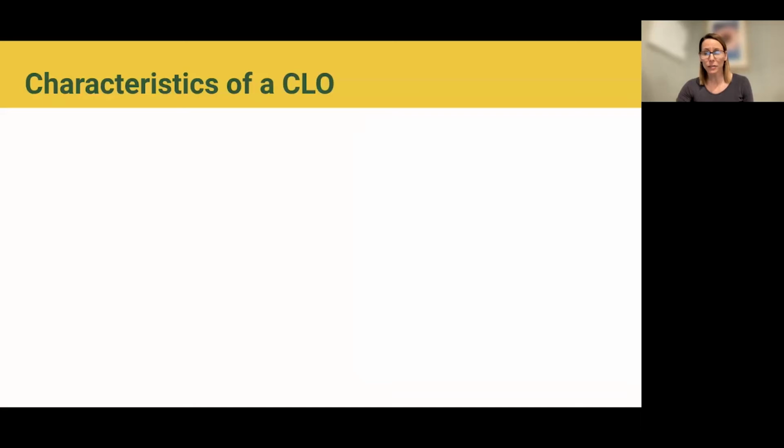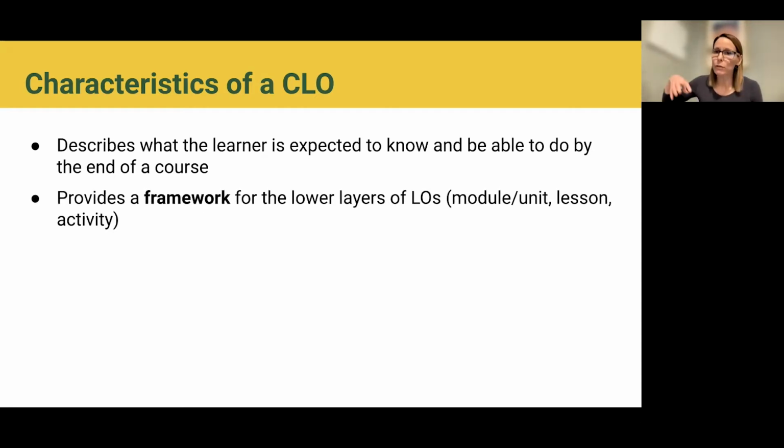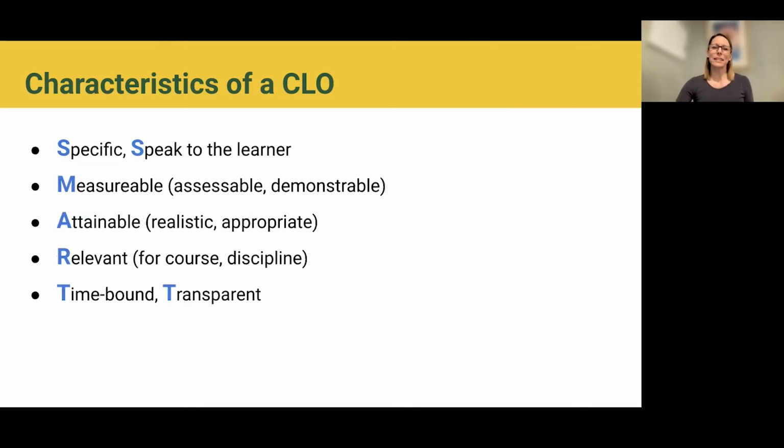The overall characteristics of a course level learning outcome is that it describes what the learner is expected to know and or be able to do by the end of a course, and provides a framework for the lower levels of learning outcomes. Think of that funnel we just looked at, the module level or the activity level. And also then think of the funnel to the higher levels. The course level outcomes align with the higher levels of the program, the faculty, and the institutional level. So it's just like putting a puzzle together.